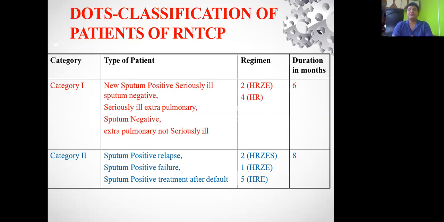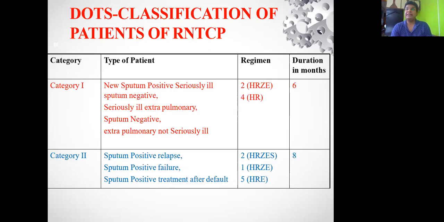Okay. Then when you come to category 2, we have sputum positive relapses, sputum positive failure, and sputum positive treatment after default. So in this, we have an intensive phase which extends for 3 months. There is a 3 months initiation or intensive phase.